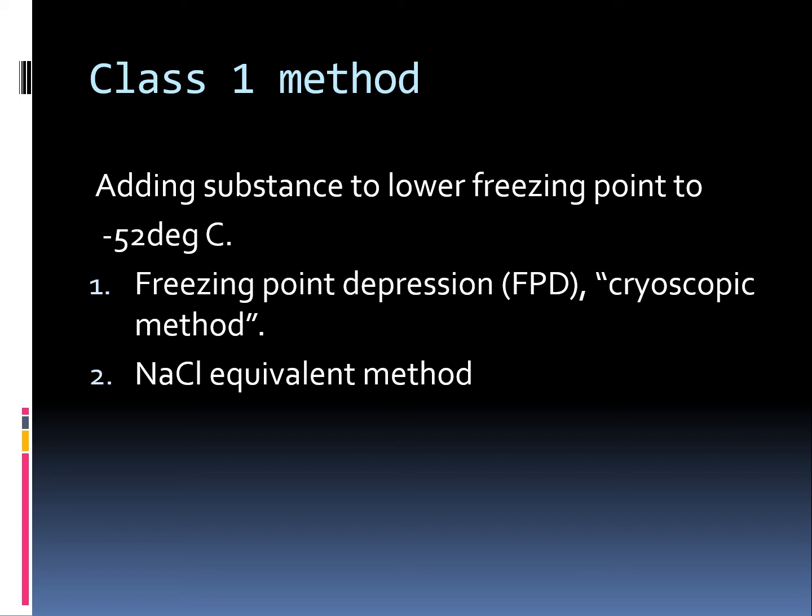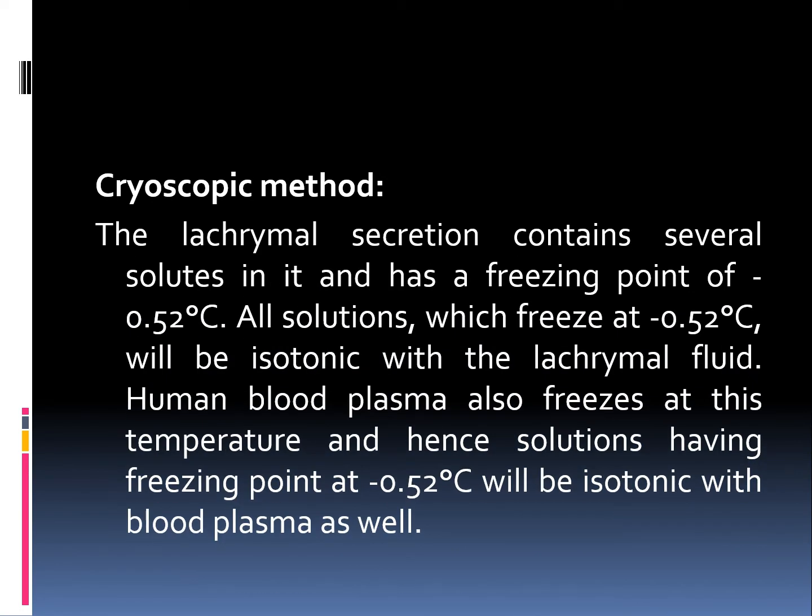The second method in this class is the NaCl equivalent method. Cryoscopic method: the lacrimal secretion contains several solutes and has a freezing point of minus 0.52 degrees Celsius. So all the solutions which freeze at minus 0.52 degrees Celsius will be isotonic with the lacrimal fluid. Now, human blood plasma also freezes at this temperature, and a solution having a freezing point of minus 0.52 degrees Celsius will be isotonic with blood plasma as well.